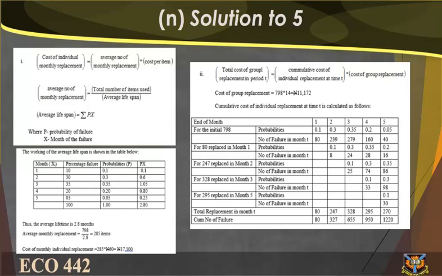The working of the average lifespan is shown in the table below. Thus, the average lifetime is 2.8 months. Average monthly replacement equals to 798 over 2.8 equals to 285 items. Cost of monthly individual replacement equals to 285 times 60 naira equals to 17,100 naira.